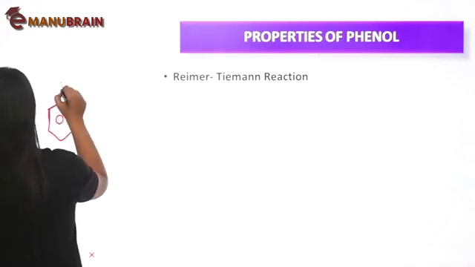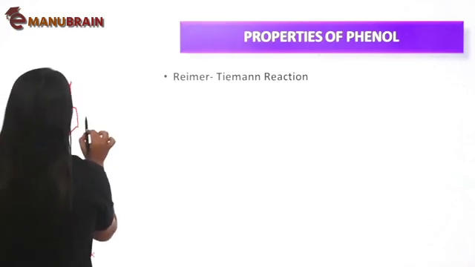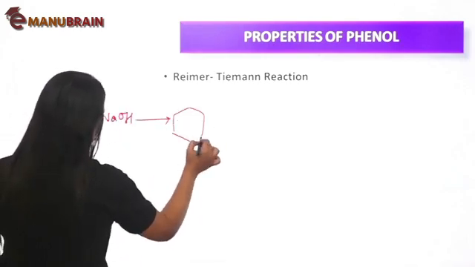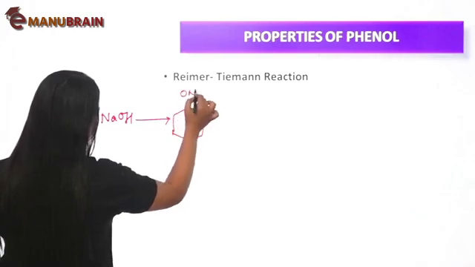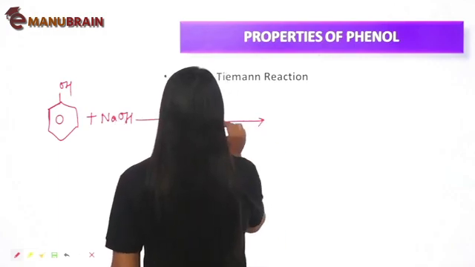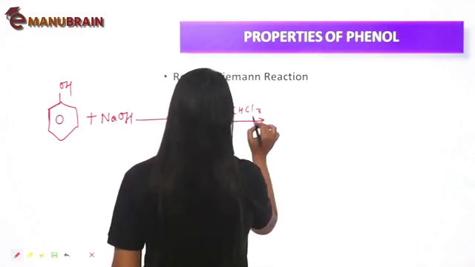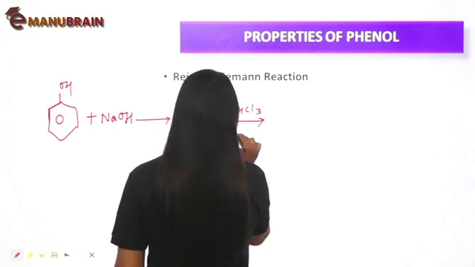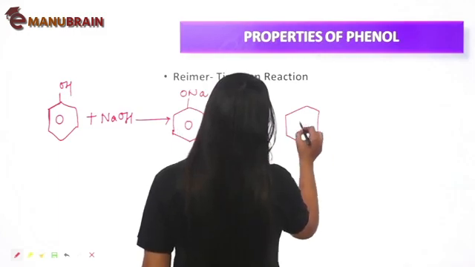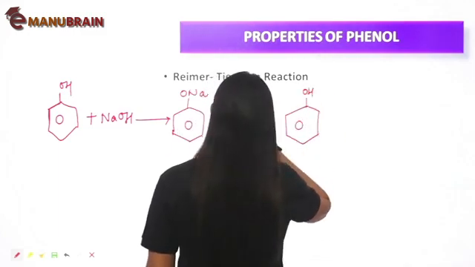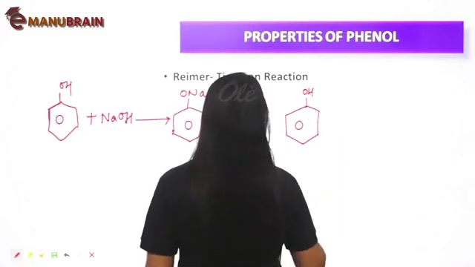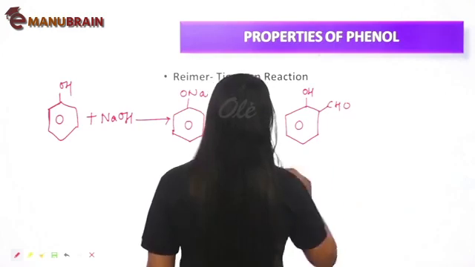In Riemann-Tiemann, what happens? This first will result in the formation of sodium phenoxide, and the sodium phenoxide is being reacted with the chloroform in the presence of any alkali. Let's say potassium hydroxide. So then it forms your ortho and para substituted salicylaldehyde.